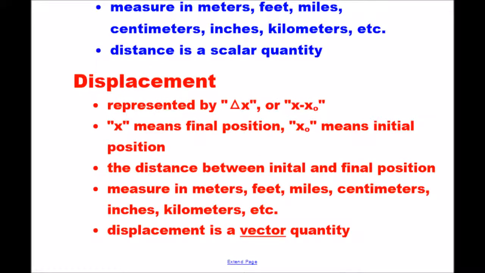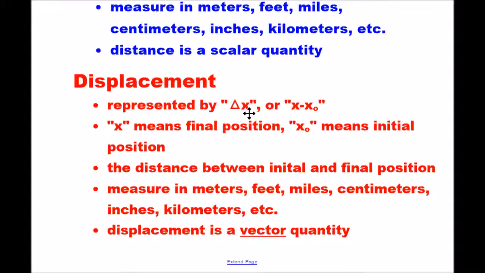Now, there's another quantity that measures length per se, and that's called displacement. But displacement is really a lot different than distance. In kinematics, when you see the term delta x, or x minus x0, that really means displacement. That means the change in position of an object. That's really what displacement is.